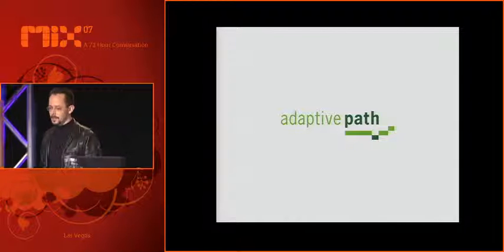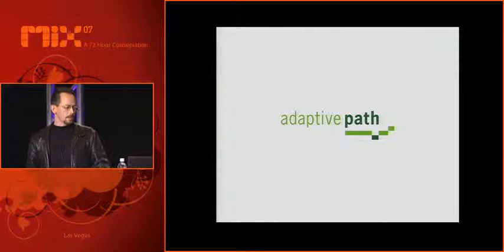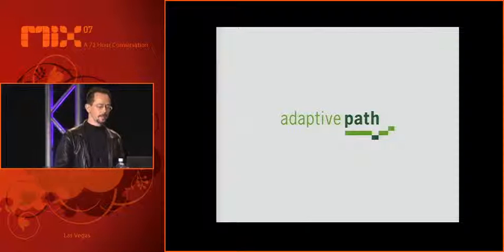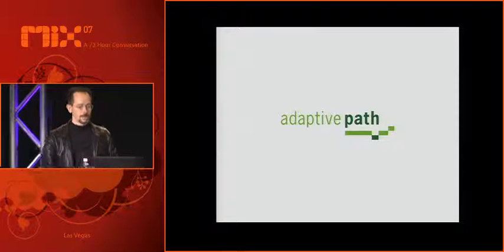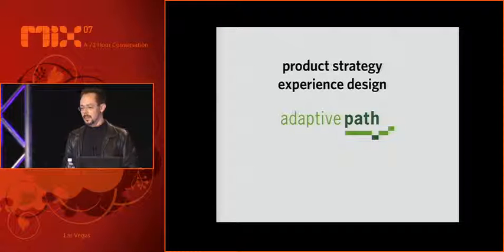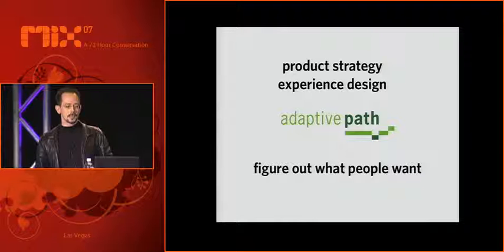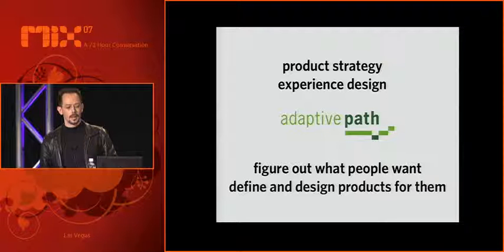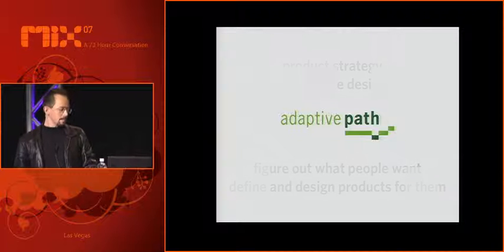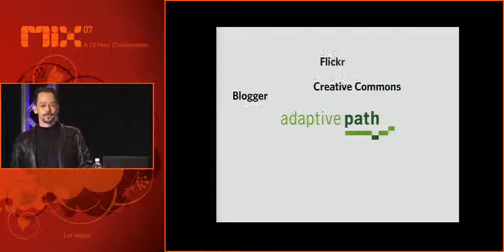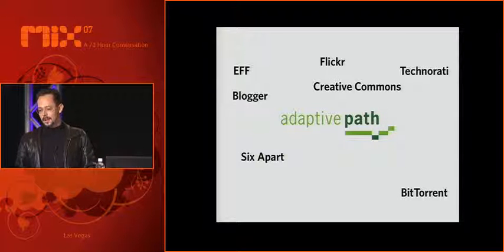Or you might know my name because of my company, Adaptive Path. The work that we do, some people say is a little bit difficult to describe. I think it's pretty simple, actually. We call what we do product strategy and experience design. And what we mean by that simply is that we figure out what people want, and then we design and define products for them.